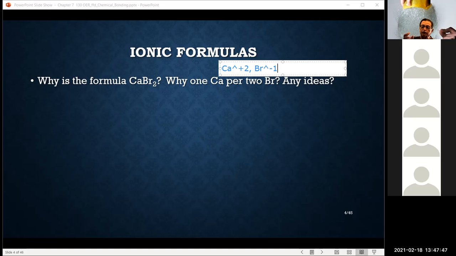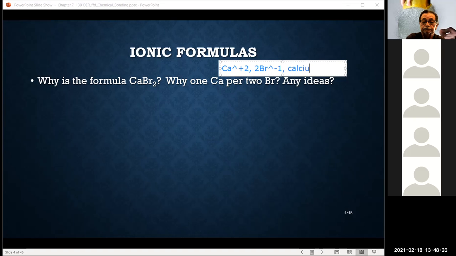And remember, when we put them together to write a formula, we have to put them together such that we have enough negatives to cancel out the positives. So in this scenario, we need 2 of the bromides. Each one has a negative 1, so we need 2 of them. And when we put them together, that coefficient 2 becomes the subscript, and hence the formula for calcium bromide. And that is the name. As we start learning the names here.